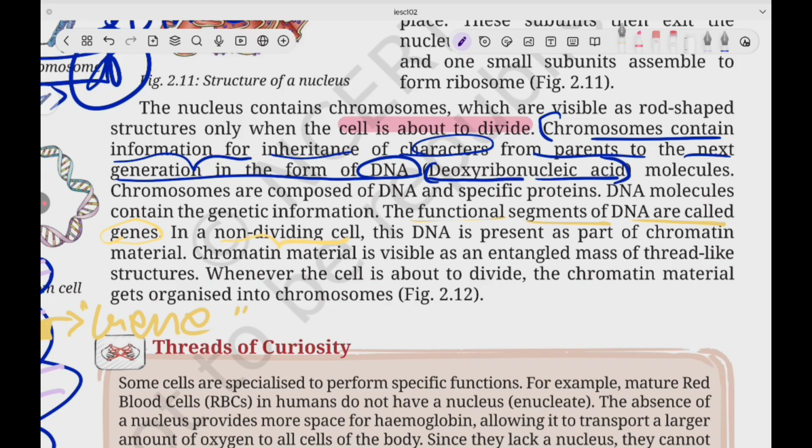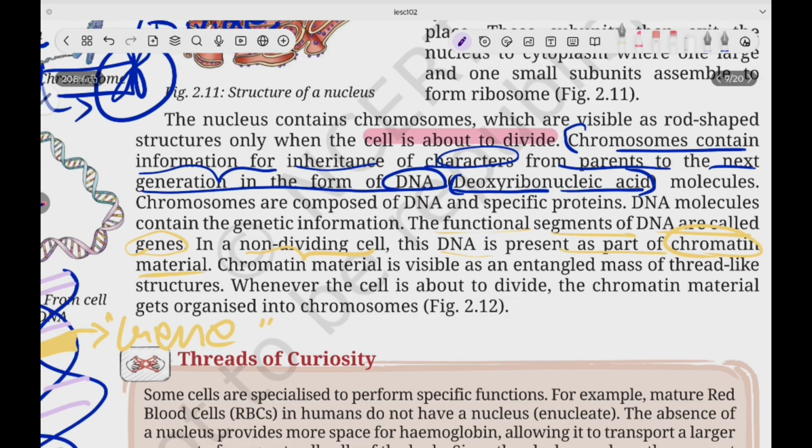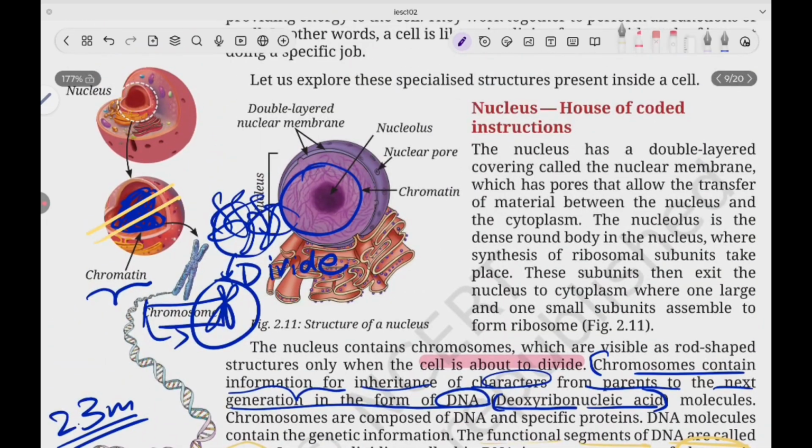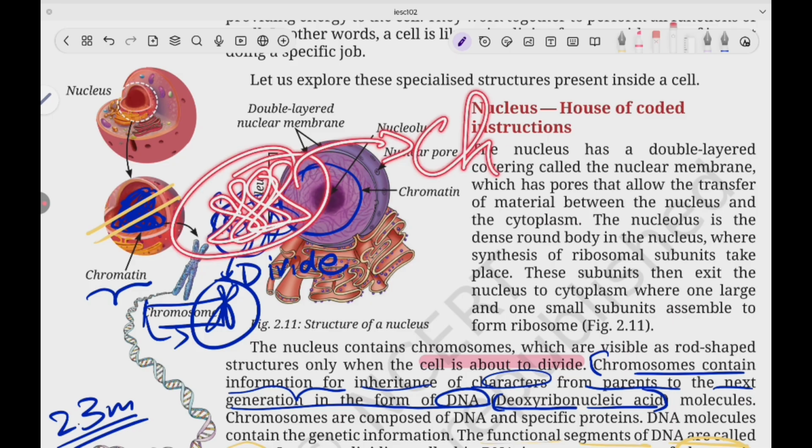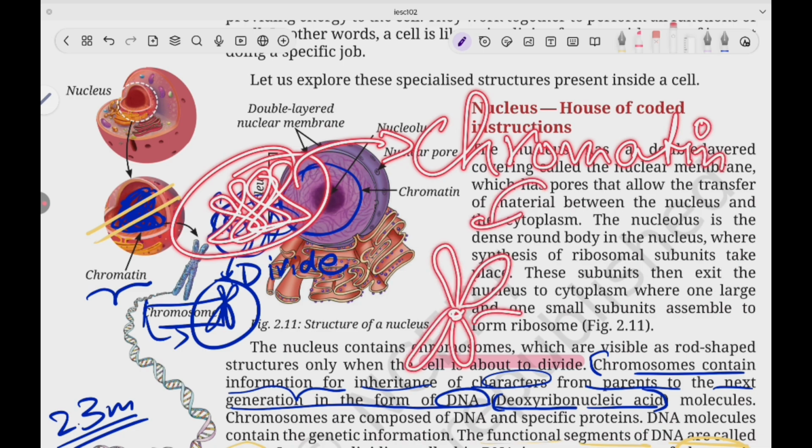In a non-dividing cell, this DNA is present as a part of chromatin material. I have already given this chromatin. So if the cell is not going to divide, it will be in this form, that is chromatin. If it is going to divide, it will take this shape, that is chromosome.